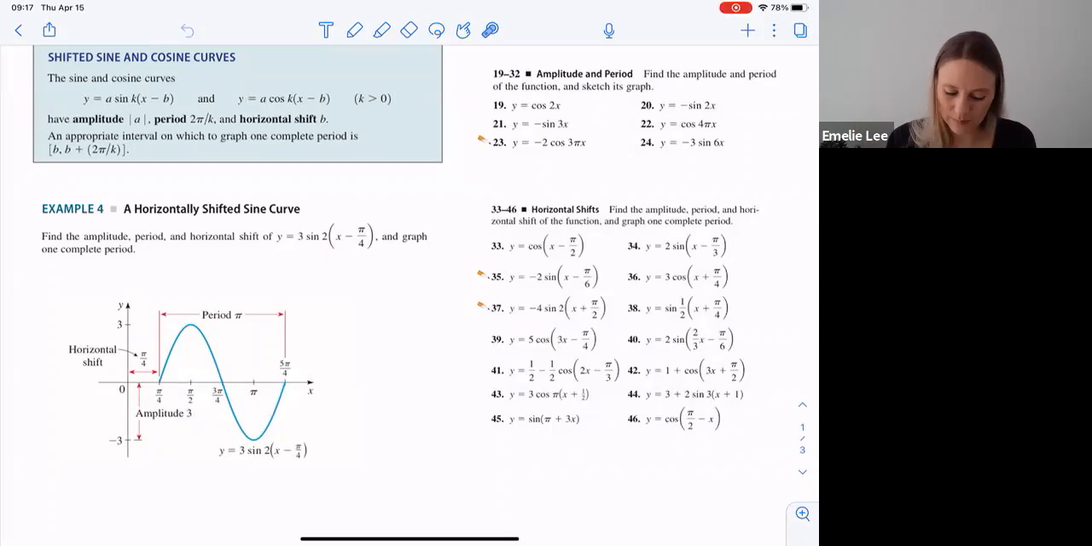And then minus b, so minus pi/4. So the phase shift is pi/4, meaning that everything is just bumped over pi/4 units.